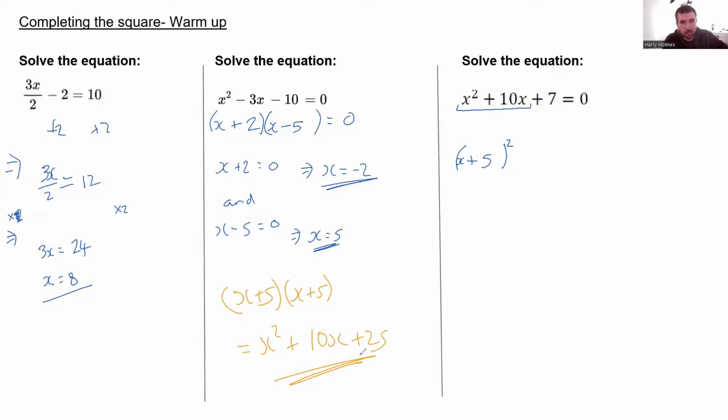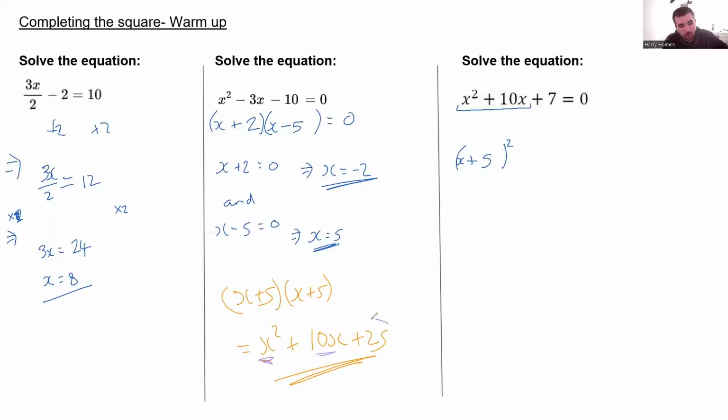Now, going back to what we were doing, this x plus 5 squared, I'm going to try and replace x squared plus 10x with this. And you can see it's good so far. We've got x squared. We've got 10x. And we want to replace x squared and 10x with the square bracket.